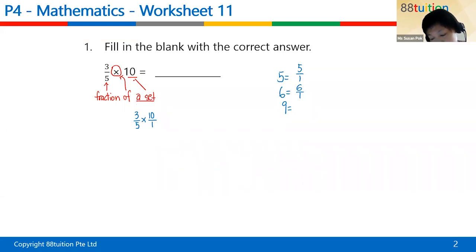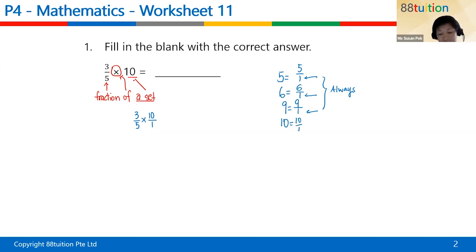What is the fraction for 9 whole? What is in the denominator? 1. Great job. It's always 1. So it's 9 out of 1. So here's the same. When this is 10 whole, then this is 10 out of 1.